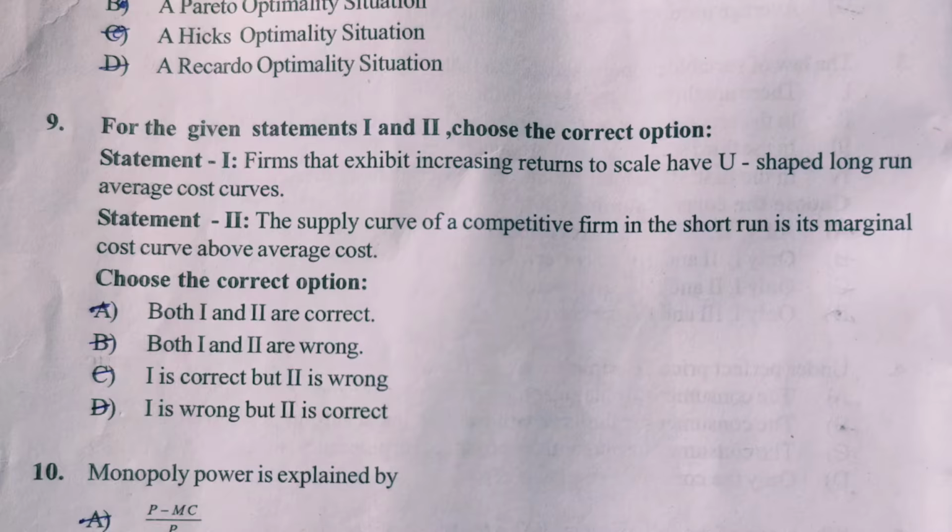Then we have question number 9. For the given statements 1 and 2, choose the correct option. Okay. Firms exhibit increasing returns to scale, have U-shaped long-run average cost curves.